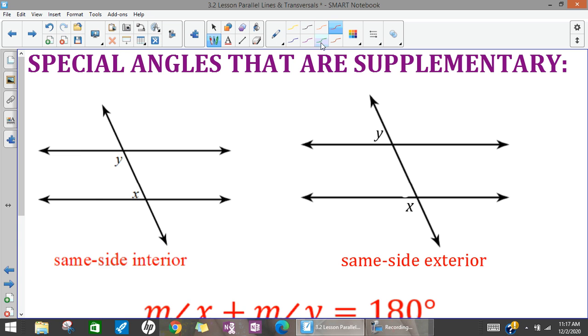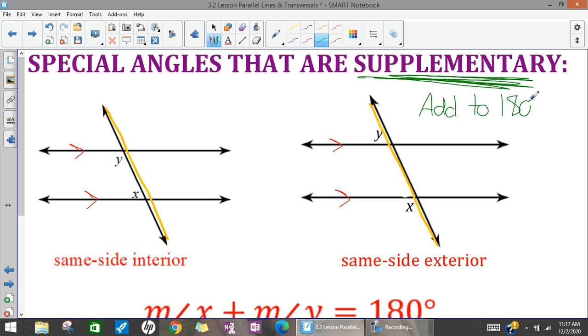Again, here I have some parallel lines and our transversals, the ones that intersect the other lines. And so when the transversal intersects two parallel lines, we have some special angles that are supplementary. Remember that supplementary means add to 180. Okay, angles that are supplementary and share a side are linear pairs, and these are angles that are not next to each other, but they still add to 180.